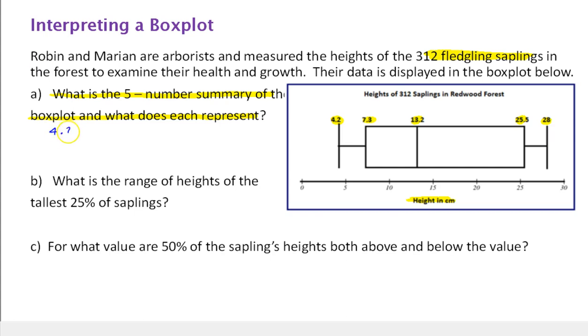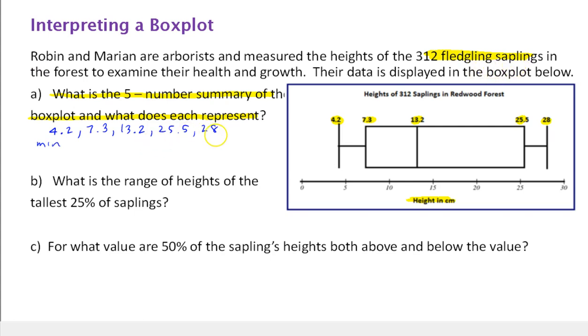So 4.2, 7.3, 13.2, 25.5, and 28. Now, what do they represent in terms of the data? Well, the leftmost value, 4.2, is the minimum. So that's the smallest height of a sapling.